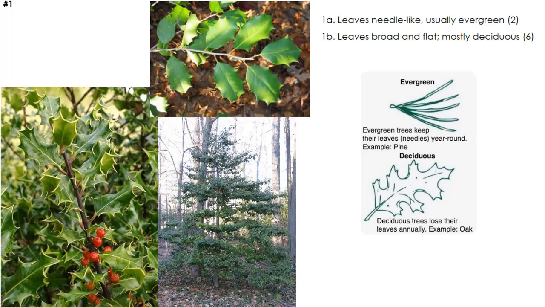So when you look at the first questions, your first couplet, 1A and 1B, is leaves needle-like, usually evergreen, or leaves broad and flat, mostly deciduous. I gave you an example of what an evergreen leaf looks like versus a deciduous one. Deciduous trees lose their leaves annually, like an oak, whereas evergreens, that's your pine, that kind of thing. So does this look like a needle? Probably not, right? So 1B is what we've got here.